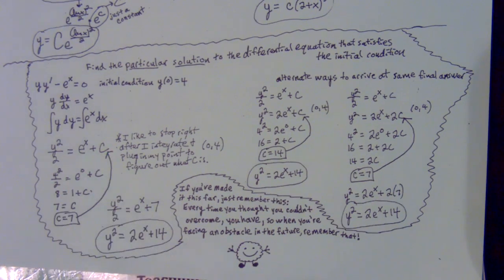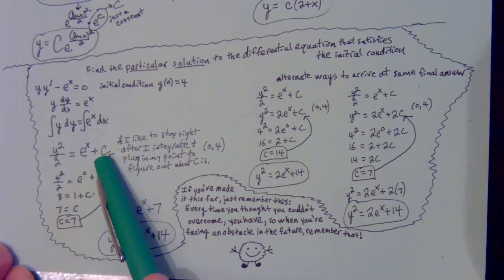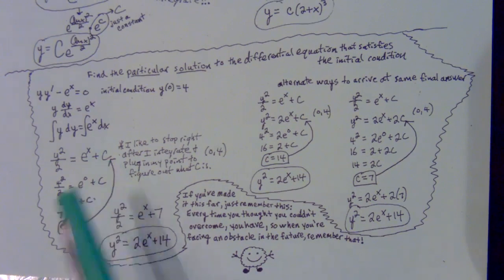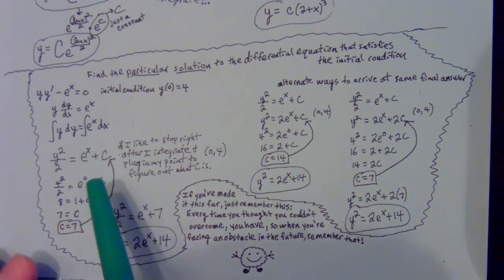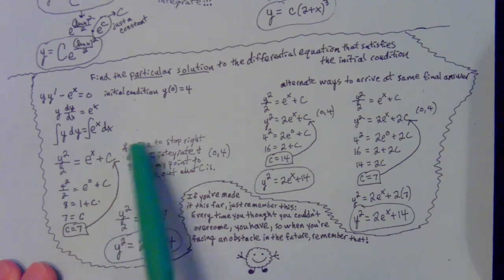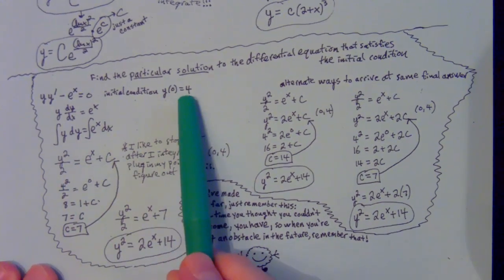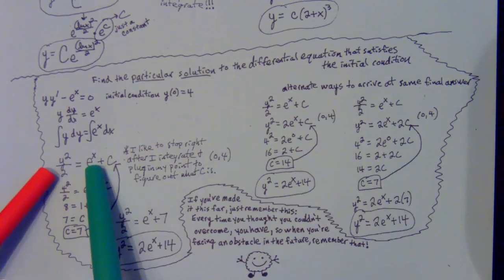Now, what I like to do is I like to just plug in my point right after I integrate to find that c value. There's a reason for that. I'll share with you that in a second. But I like to stop right after I integrate, take the point that they give me, 0, 4, and plug that in for the x and y to figure out that c value.